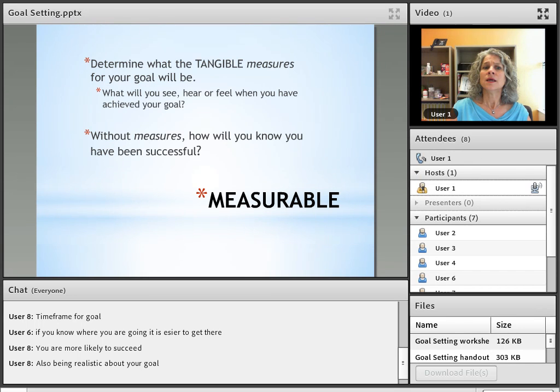Let's move on. So, S is for specific, M is for measurable. We want to determine the tangible, or at least the measurable, the tangible, something you can touch and feel. Numbers, I guess, would be tangible if you write them on a piece of paper. The tangible measures for your goal. What will you see, hear, feel when you achieve your goal? Without measures, some sort of accountability, we all hear that word all the time around here, accountability. But truly, without accountability, without measurability, how will you know when you have achieved your goal, when you've reached your goal?